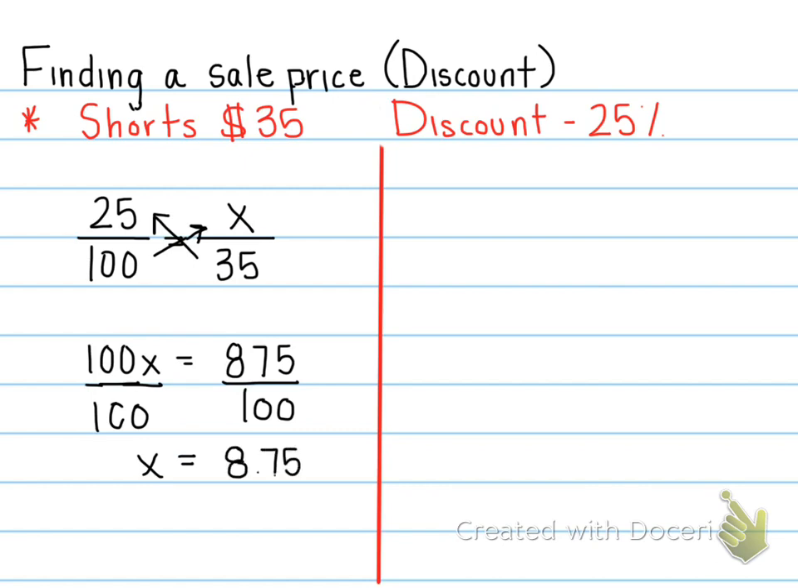Now what we need to remember in these problems, especially these discount and markup problems, is one step is never going to be enough. Because when you think about this, in this problem, I just found out what 25% of 35 was. That is the discount. It is not the new price. Now you have to do a second step where you actually have to find the sale price. And to do that, you take the $35 minus the 8.75. You would line up your decimals, remember. And you get 26.25.